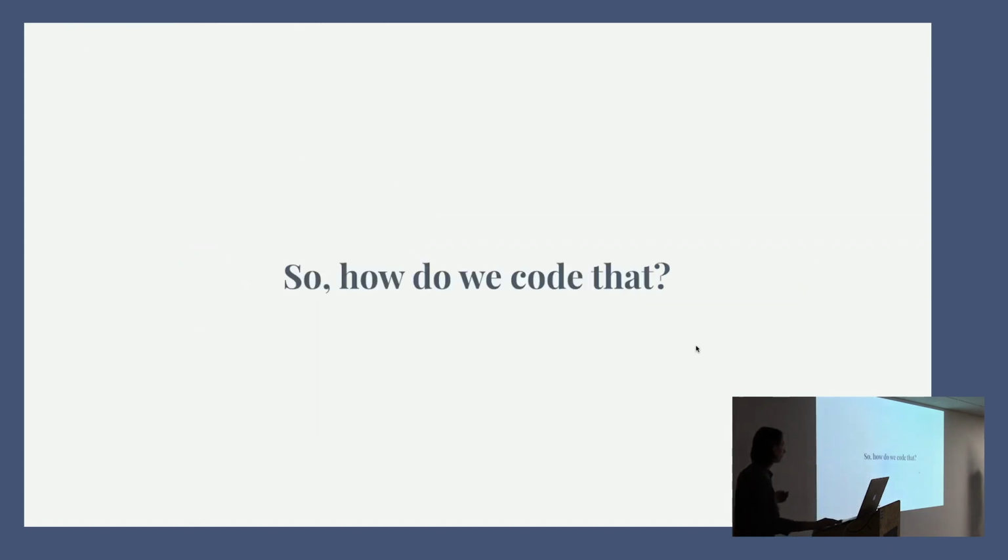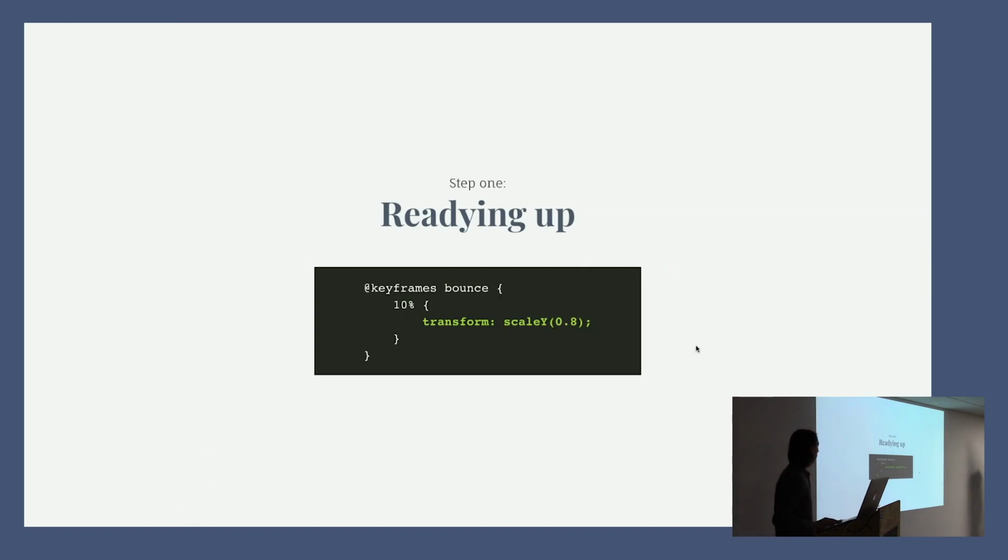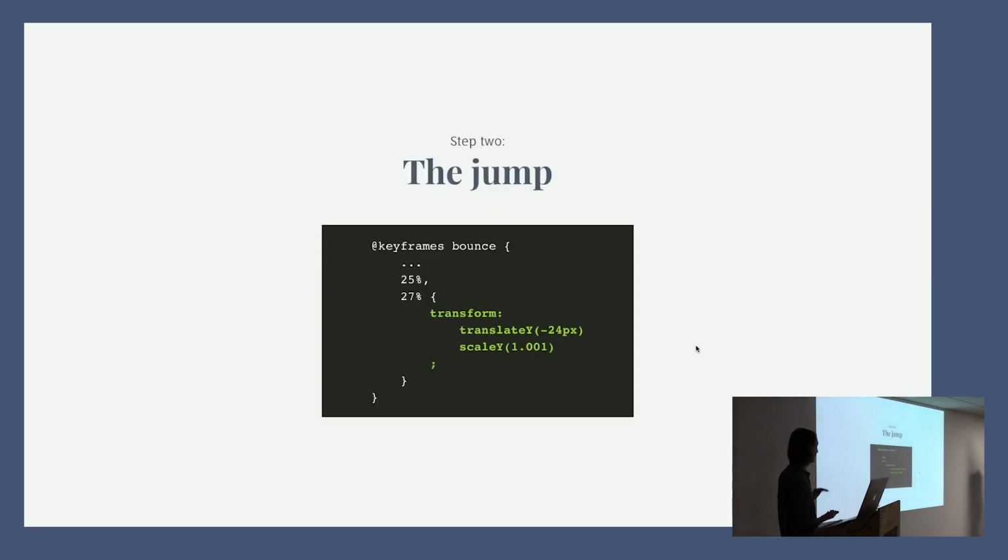So how do we code what I've just drawn? Step one is the readying up. So readying up to bounce, we're going to scale the Y property down to 80% of its original size. So it's just going to shrink before it jumps. And then step two is the jump itself. So translate Y is up to minus 24, and then the scale Y is back to 1 again, or just bigger than 1, because actually when you reach the top of your jump, you've stretched slightly.